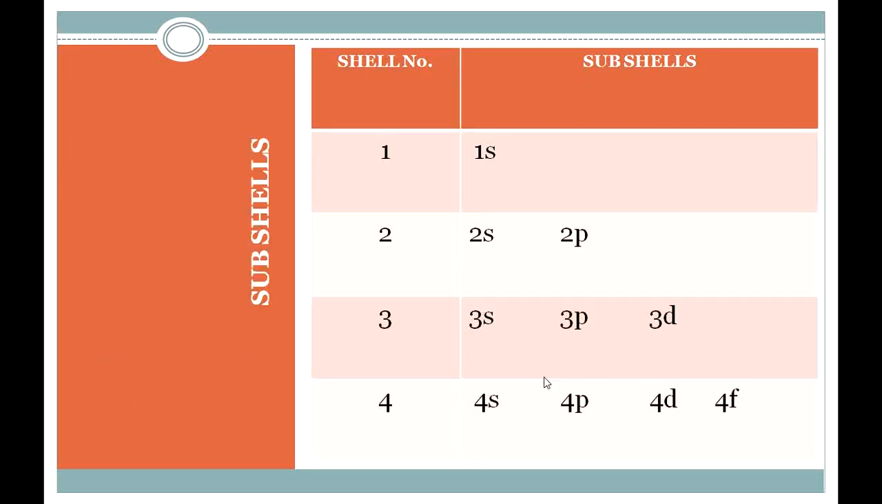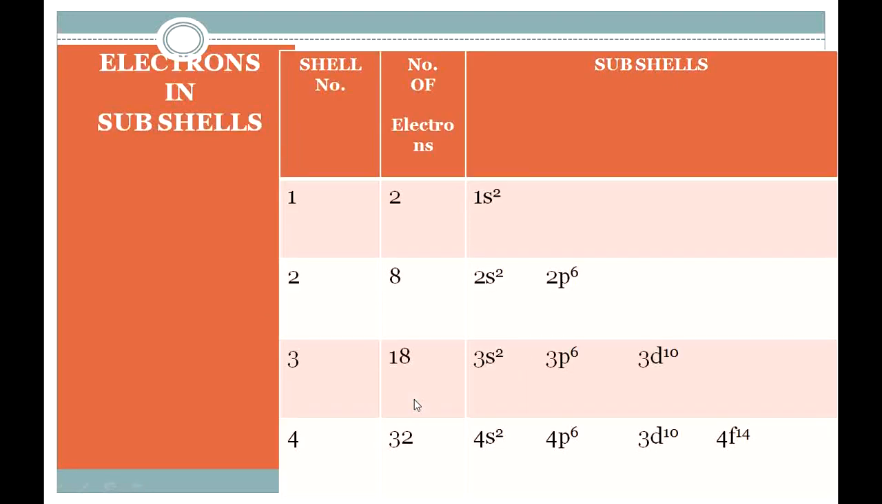Next, how can we say that this s orbital belongs to the first shell or second shell or third shell and so on? It's very simple. We can place the shell number before the subshell, like the s orbital of first shell will have 1 in its front. So now it is 1s. In the second shell, the s orbital and p orbitals will have 2 in front of them. So this is 2s and 2p. Third shell will have 3s, 3p, and 3d. Fourth shell will have 4s, 4p, 4d, and 4f.